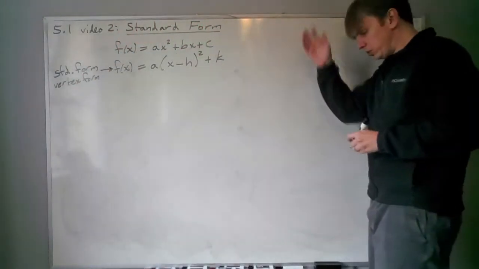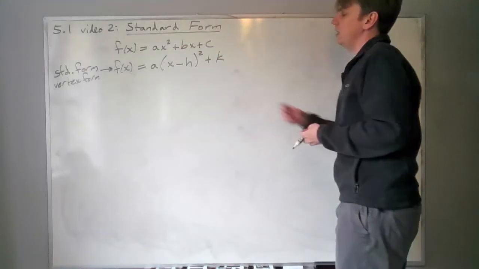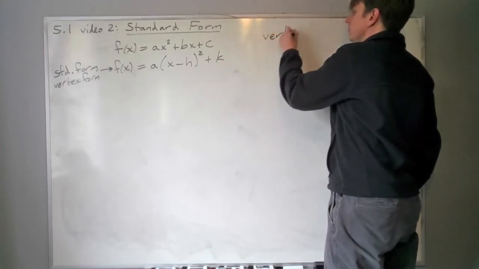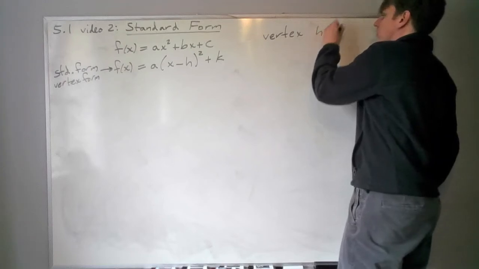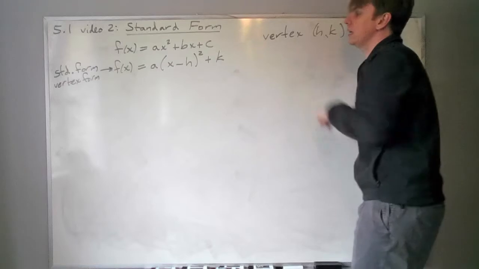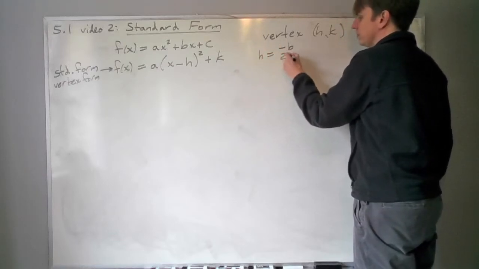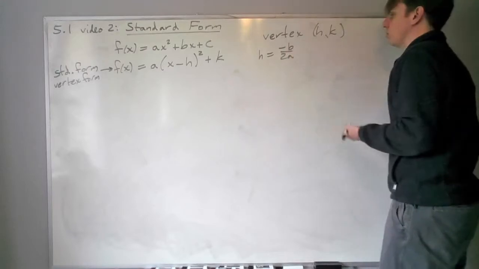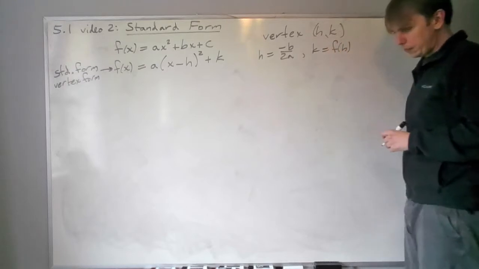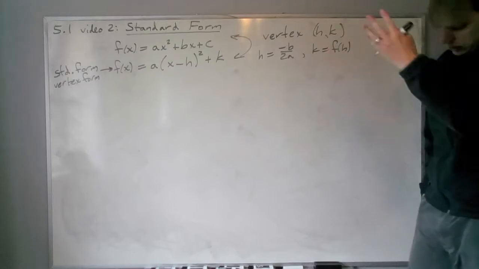The relationship between the two is that it uses the same number a, and this h and k are actually the coordinates of the vertex. So, from the previous video, we know that the relationship between a, b, c and h and k is that h is minus b over 2a, a part of the quadratic formula without the square root, and k is f of h. Okay, so this is the relationship between the two. H and k are the vertex.